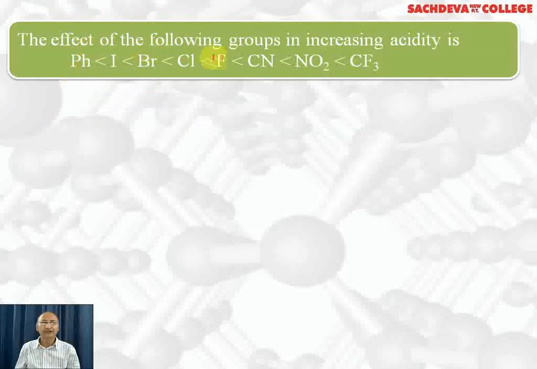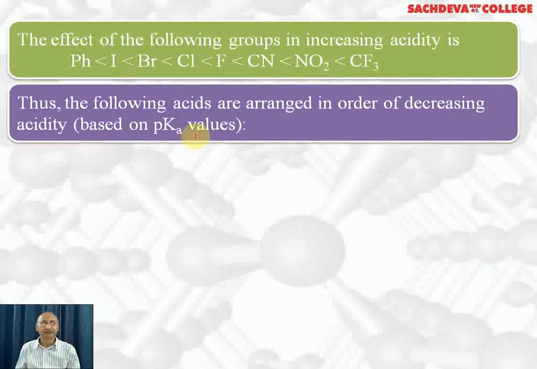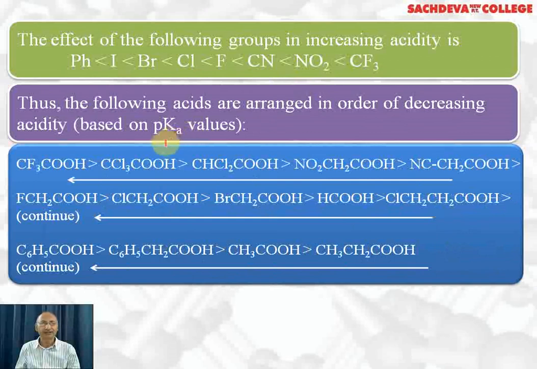The effect of the following groups in increasing acidity is: phenyl group is less than iodine, less than bromine, less than chlorine, less than fluorine, then cyanide, nitro, and trifluoro. This is the increasing order of electron withdrawing effect on the strength of carboxylic acid. Thus, the following acids are arranged in the order of decreasing acidity.